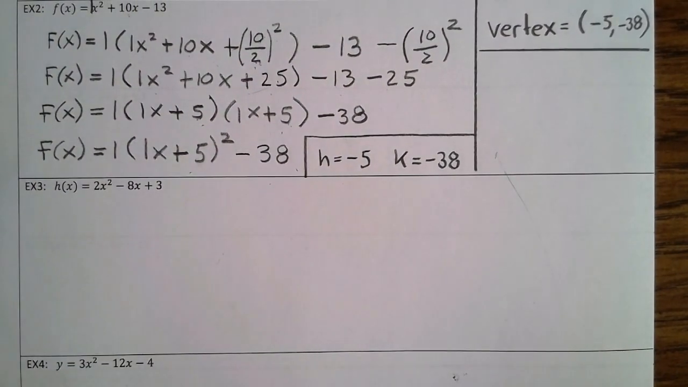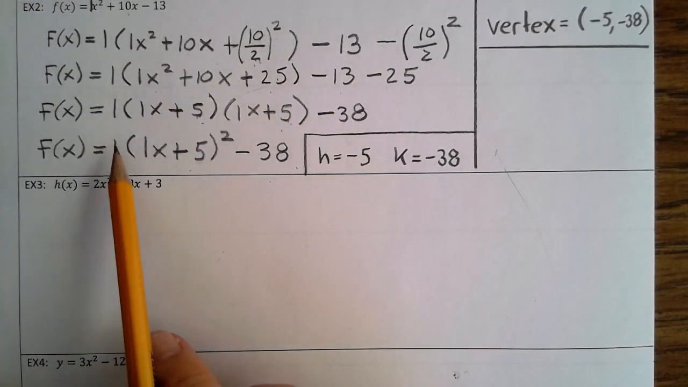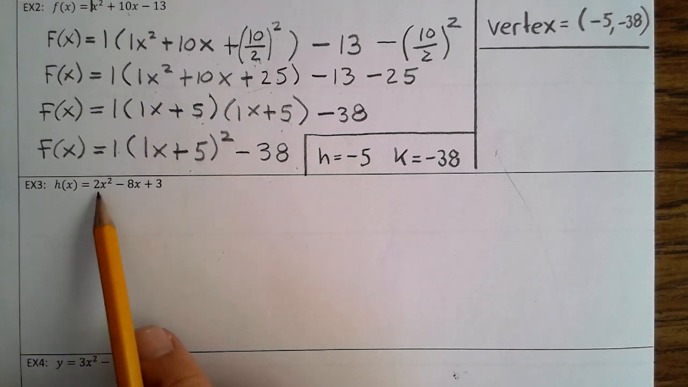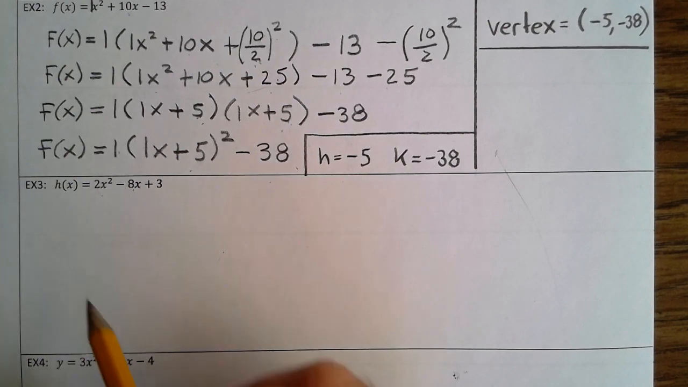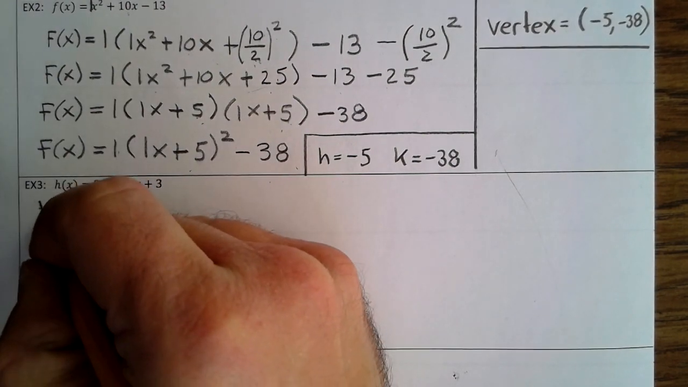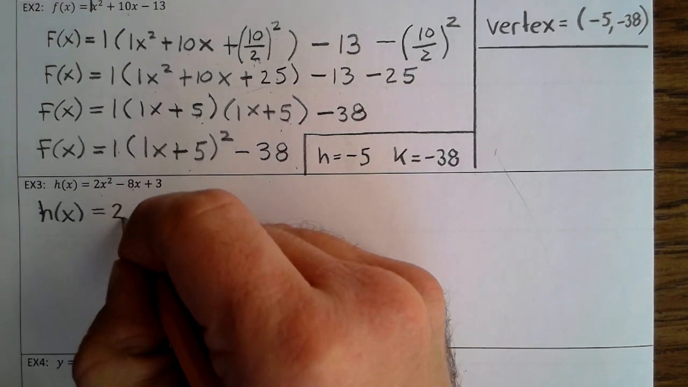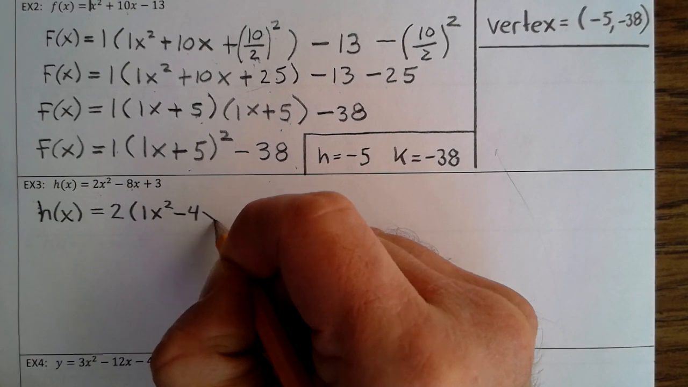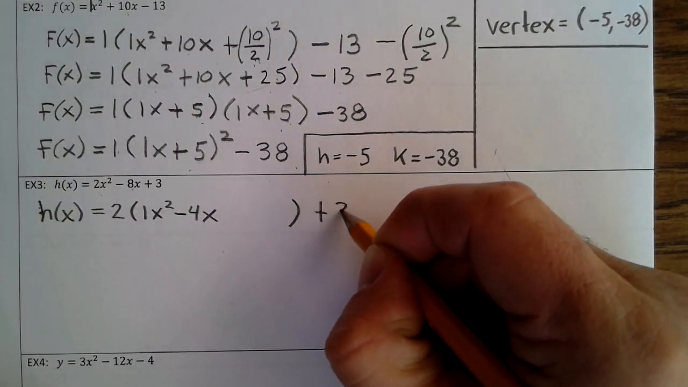All right, example 3. Now, I made example 1 and 2 straightforward with you just factoring out a 1. But here you can see in example 3 and 4, you can actually factor out something other than 1. In this case, we can factor out a 2 from the first two terms. So that's h of x equals, we factor out a 2, which leaves 1x squared minus 4x. We leave space for completing the square and put the plus 3 on the outside of the parentheses.